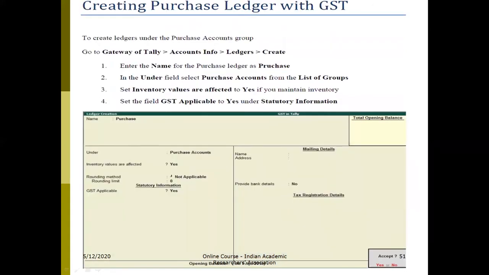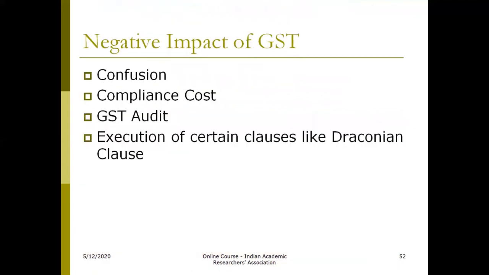Then you are able to create a purchase ledger with GST. To create ledgers under the purchase account group, go to the Gateway of Tally, Accounts Information, Ledgers, Create. Number one, enter the name for the purchase ledger as Purchase. In the Under field, select the purchase account from the list of groups. Set Inventory values are affected to yes if you maintain inventory. Set the field GST applicable to yes under statutory information, and accept with yes.